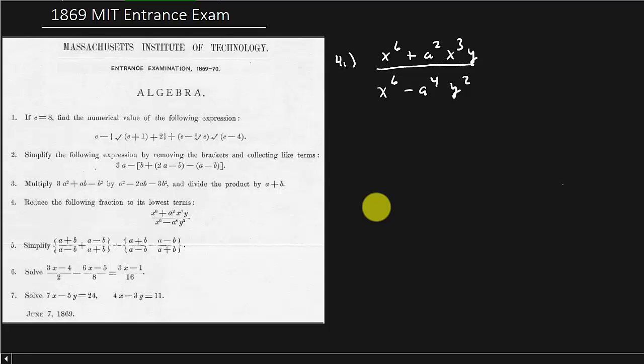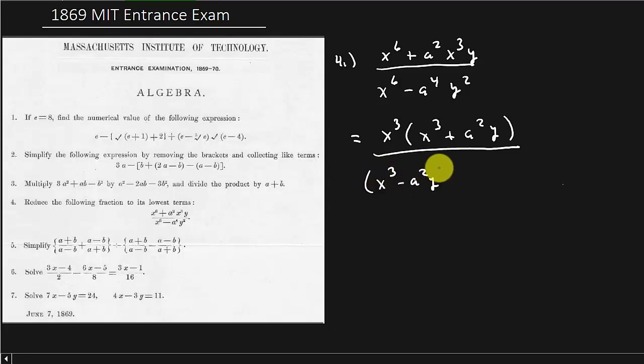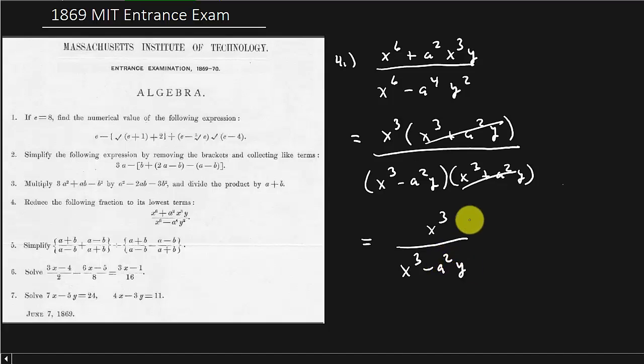All right, so now let's look at this. What I notice is that out of the numerator, I can factor out a common factor of x cubed, and that's going to leave me with x cubed plus a squared y. And then if we look at the denominator here, that's the difference of two squares. We can factor that, x cubed minus a squared y times x cubed plus a squared y. And we can see those two cancel, and we're left with x cubed over x cubed minus a squared y.